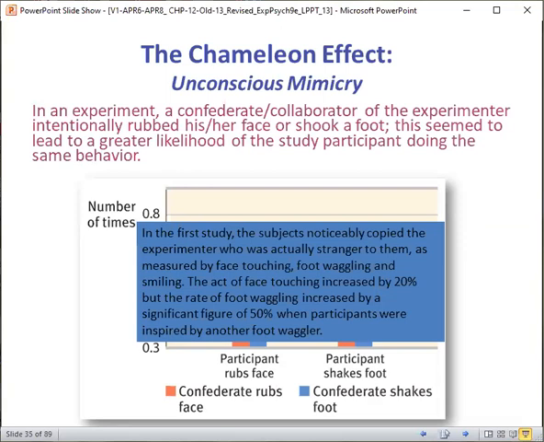Now, obviously, if it becomes very obvious that you're mimicking them, it can have the exact opposite effect, okay? So the idea here is that we see with the chameleon effect that we have a great way to connect to other people. There's a question here: is the chameleon effect different from assimilation or adaptation?